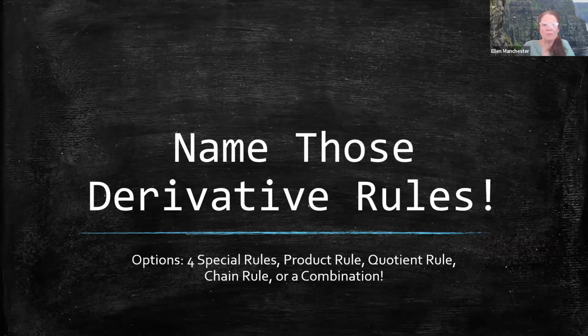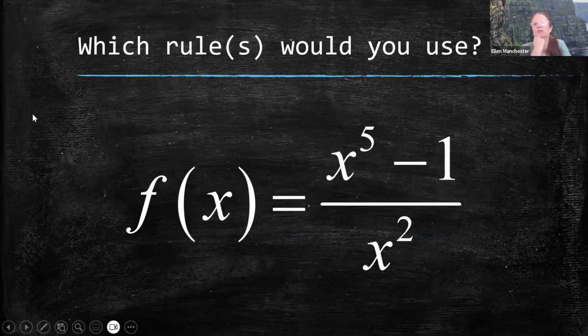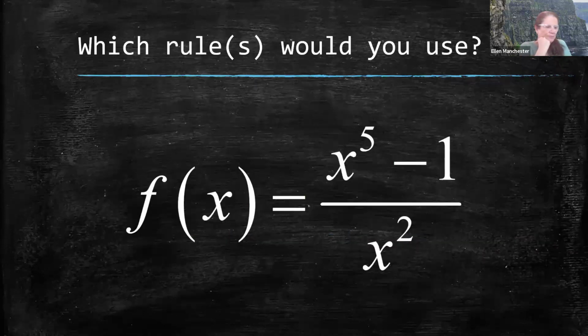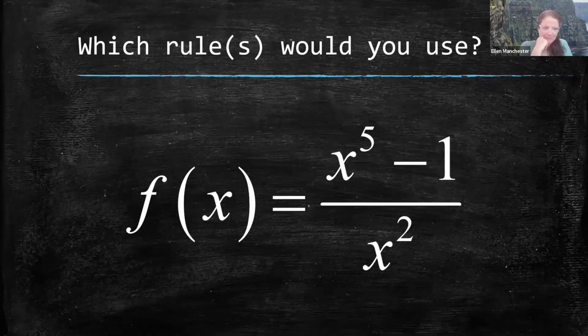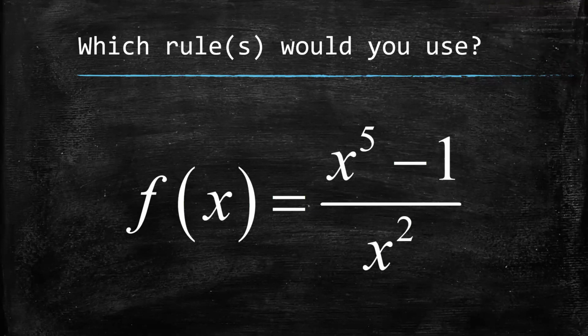Okay, so Gennaro, I'm going to start with you. Which rule would you use? Is it the quotient rule? Okay, you're absolutely right. Now, can you get out of the quotient rule on this one? I believe so. Okay, do you know how you would do that?